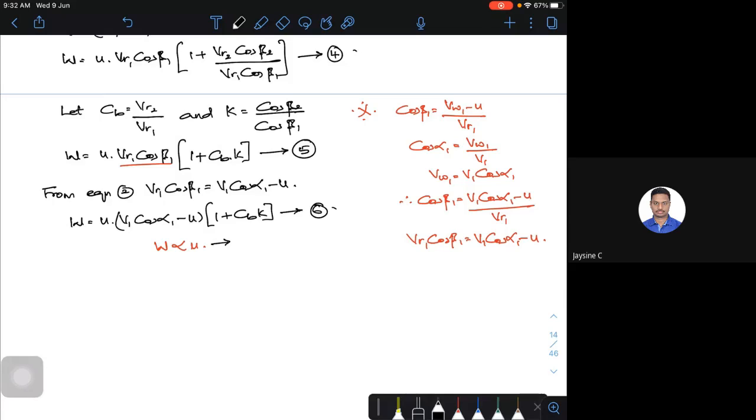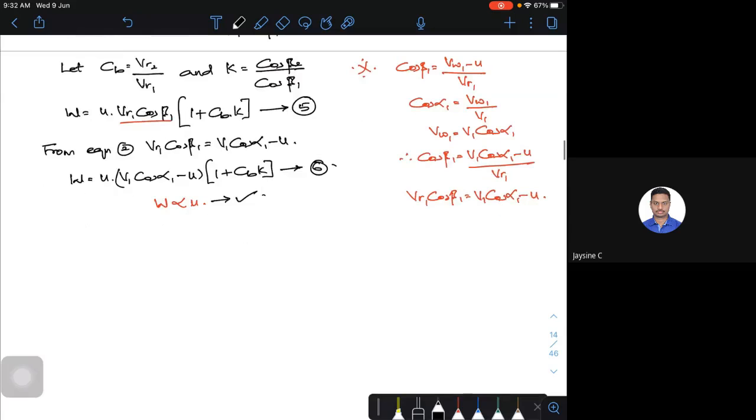Your work done is directly proportional to this expression. If I'm able to differentiate this expression with respect to u and equate it to 0, and substitute whatever expression I get for u in the W equation, I'll be getting the maximum work done. Okay, the condition for maximum work done. Equation 6 is the generalized work done expression.